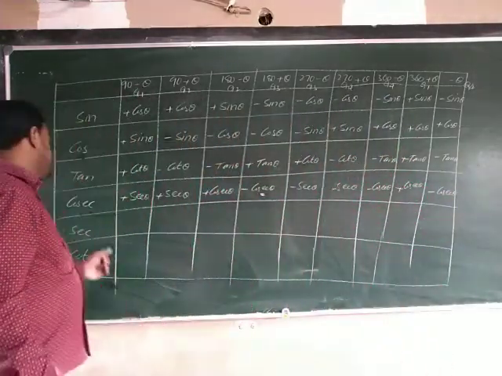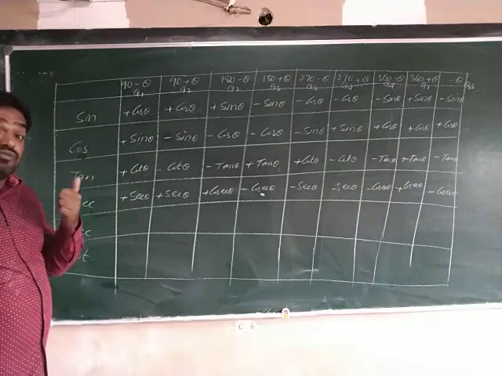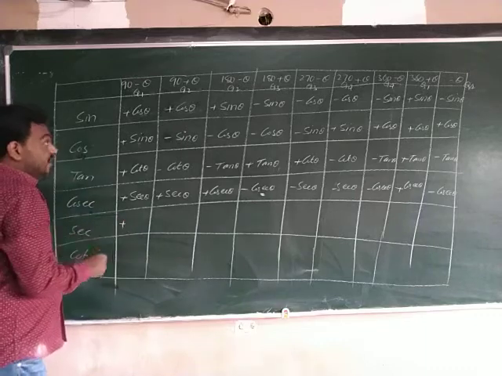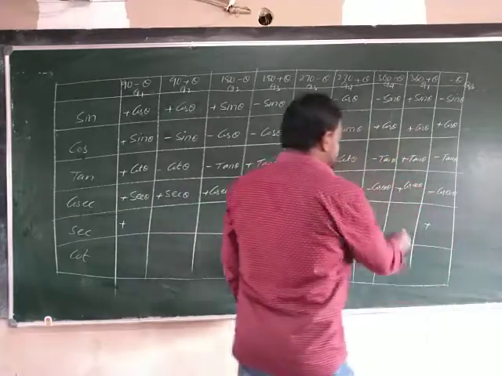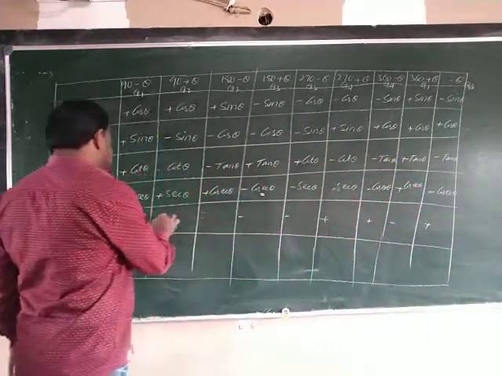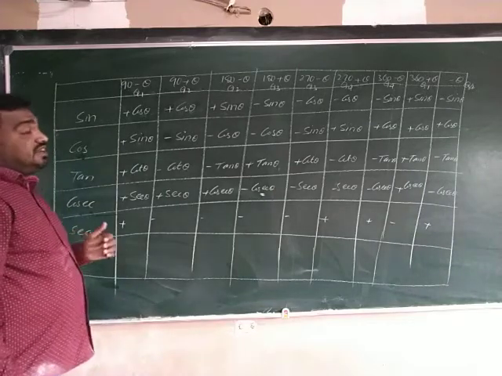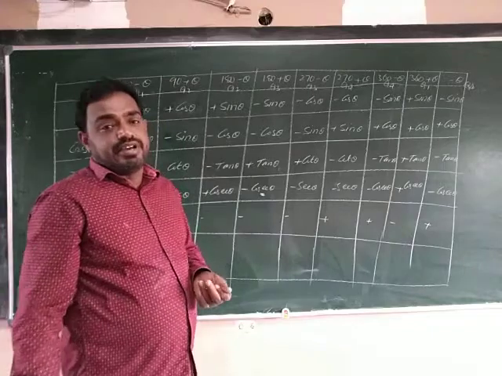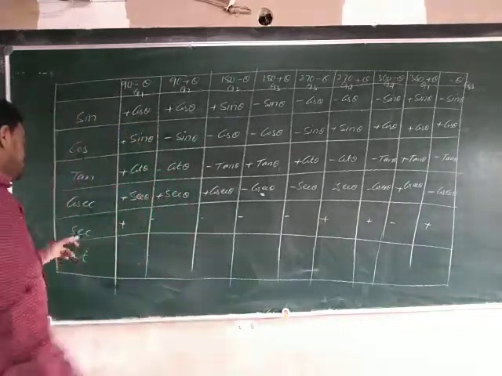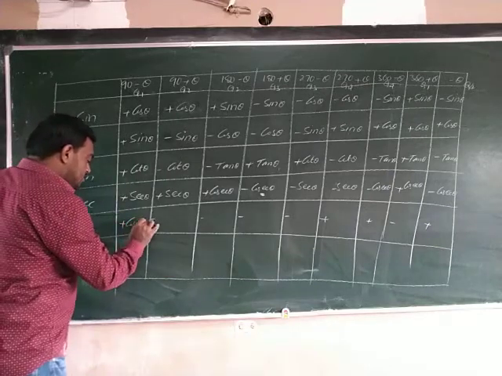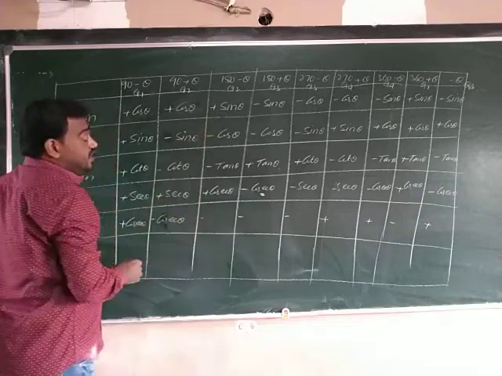Next row, coming to secant. Secant in which quadrant is it positive? First and fourth quadrant. So it is the first quadrant and here the fourth quadrant. That means in the remaining quadrants it is negative. For 270 plus or minus theta, 90 plus or minus theta, the trigonometric function is changing. Secant changes to cosecant. Next to this, 180 does not change.